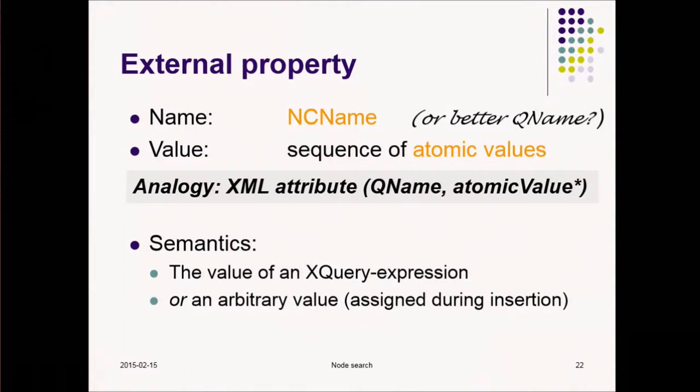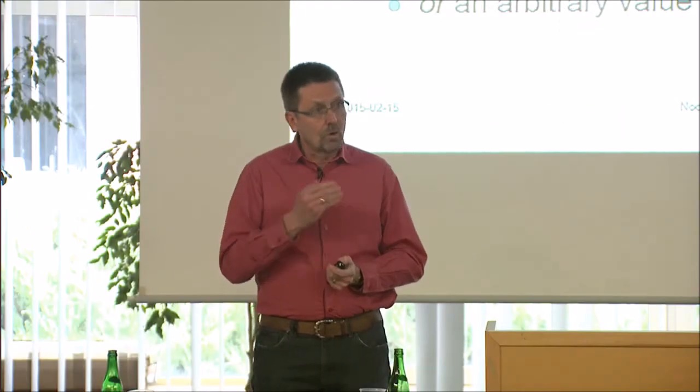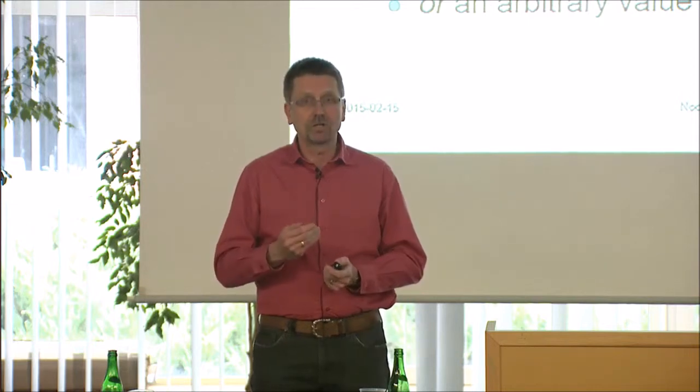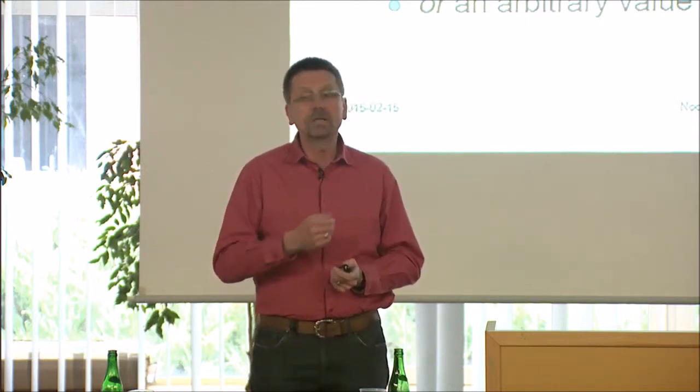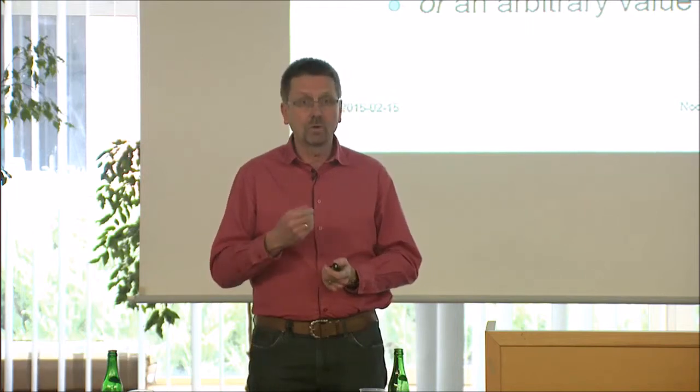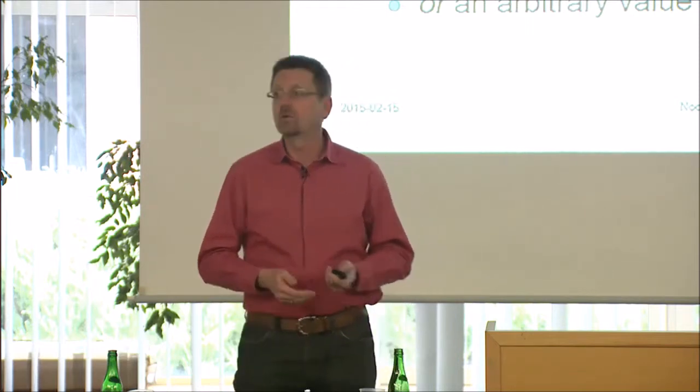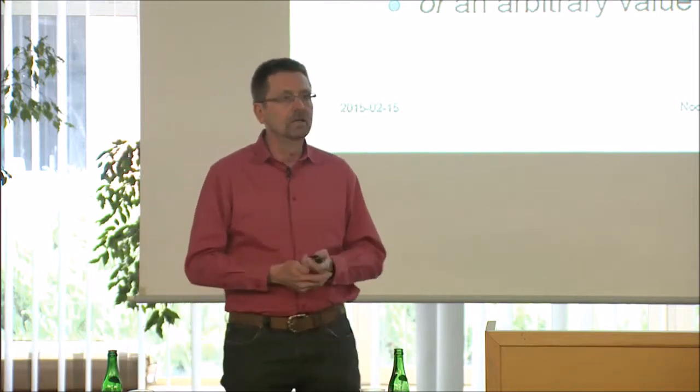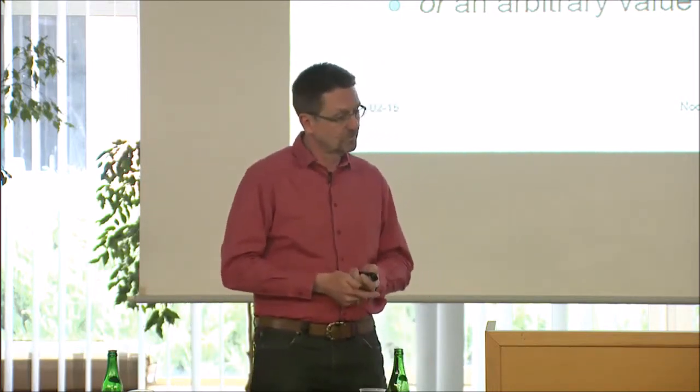So what is an external property? Certainly the value is just a sequence of atomic values. Concerning the name, for the time being, I decided to constrain it to be a non-colon name, to keep things simple. The semantics of an external property are utterly unconstrained. So it may be a value extracted from the node, or more generally, it may be the value of an XQuery expression evaluated in the context of the node. But it may also be a value which cannot be derived from node contents. For example, providing contextual information, like the timestamp of node insertion.